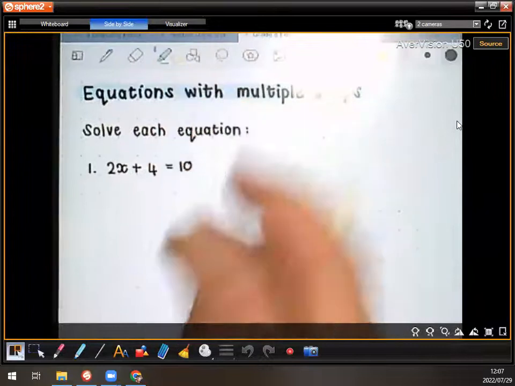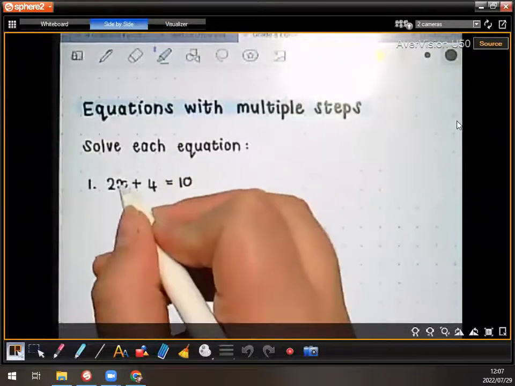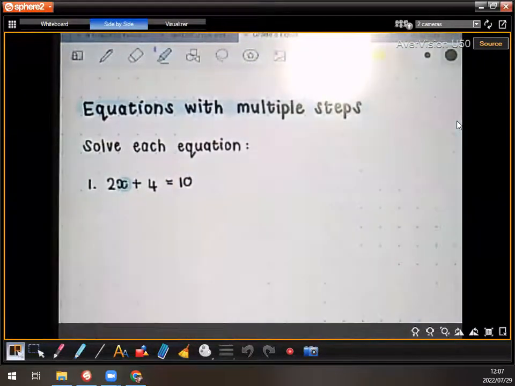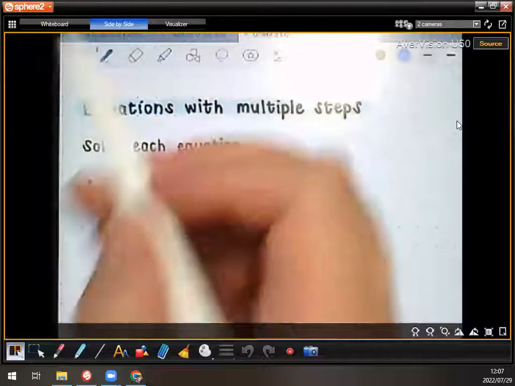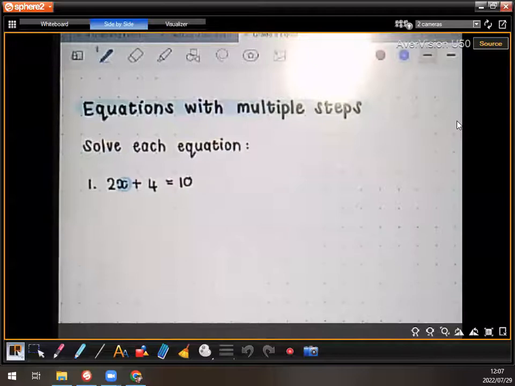So what we need to do is we need to look at our variable, which is x in this case, right? That's what we're solving for. You need to ask yourself, when you're setting up your flow diagram, what is happening to x? Okay. So if we're looking at what's happening here, 2x plus 4. What is happening to x first, right? Because there's a times 2 and there's a plus 4. What do you think is happening first?